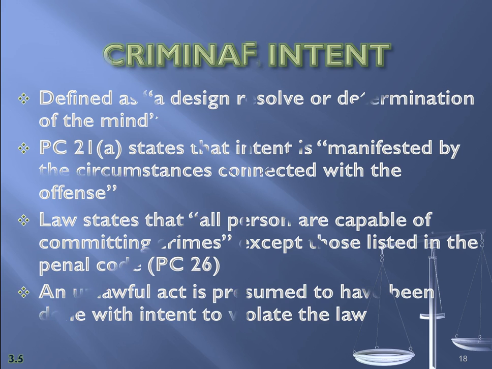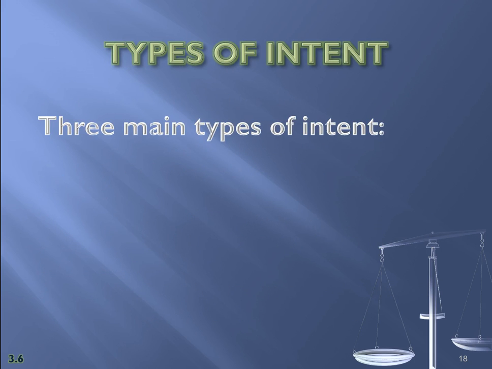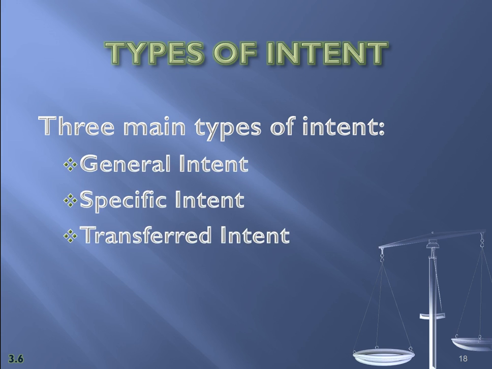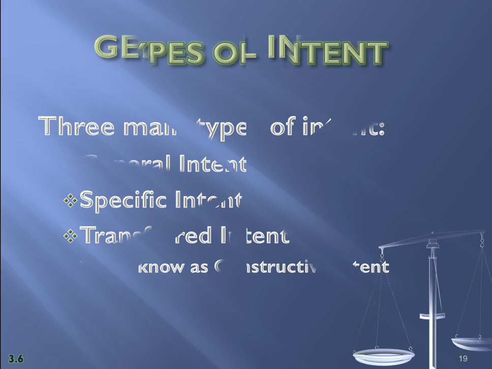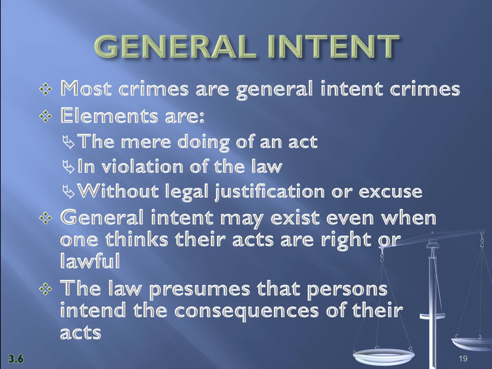So what are those types of intent that we're going to be talking about? And how do we use that to further our case as we're starting to work this? Well, there are three main types of intent. The first is general intent, the next one is specific intent, and the last one is transferred intent, which is also known as constructive intent. We'll take each one of these individually so we can get a good handle on them.